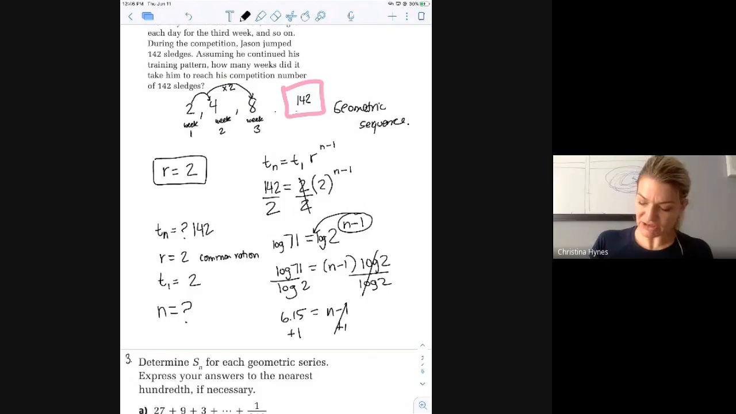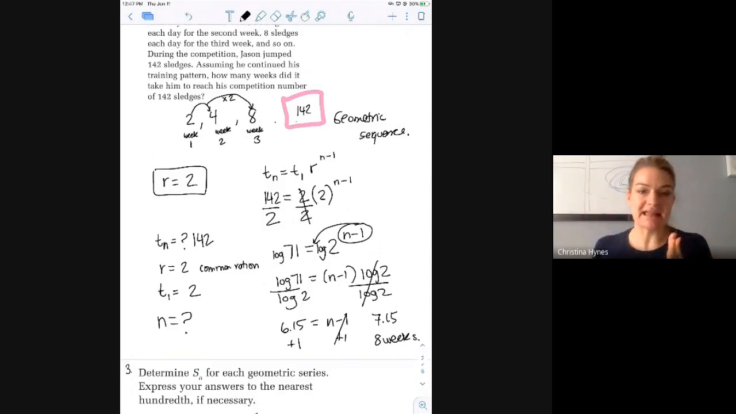So when you add 1, you get approximately 7.15. So when it comes to weeks, we could say this is approximately between week 7 and week 8. So we can say if we want to, we can round up to 8 weeks. So it's going to take us approximately 8 weeks to reach this 142 sledges. Or if you want to have that number and say it's going to take us between 7 and 8 weeks, that would also be okay. Okay, so those are kind of answers I'm looking for there.